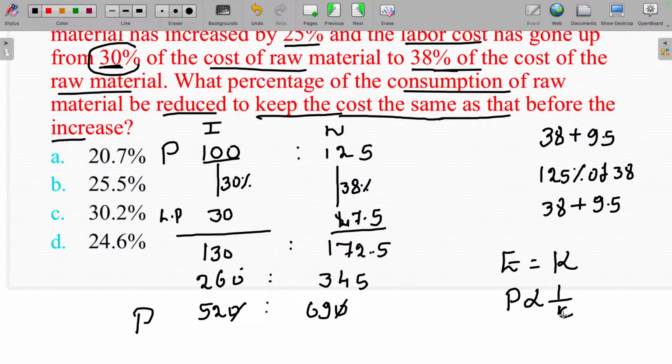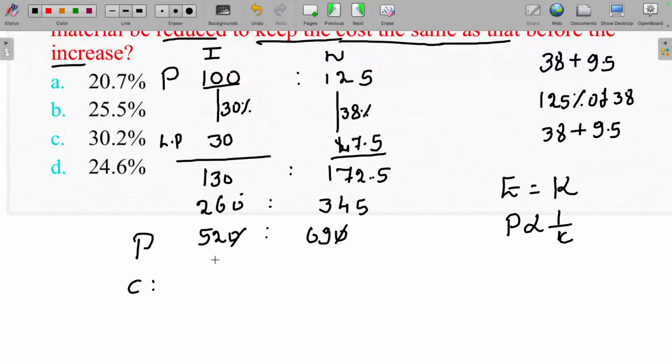Understood, right? Yes, sir. Price is inversely proportional to consumption. You should know that. Now it is the price ratio, so I can write the consumption ratio will be inverse. Inverse does not mean reverse. 1 by 52, 1 by 69. Remember it. But in a ratio I always want integer format, so I will do cross multiplication. Then I will get 69 is to 52. It is the consumption ratio.